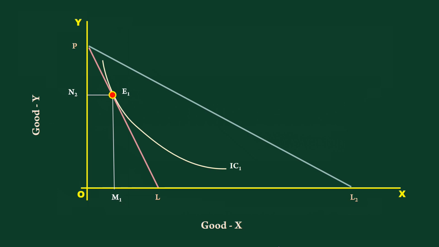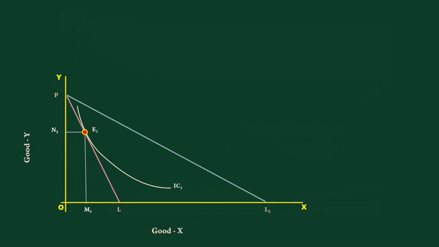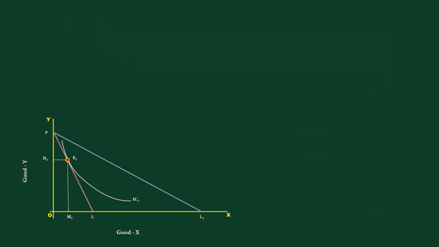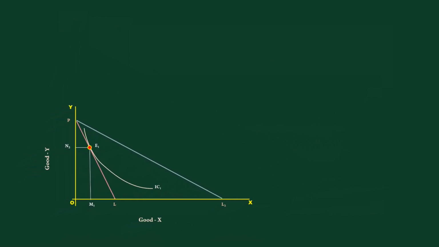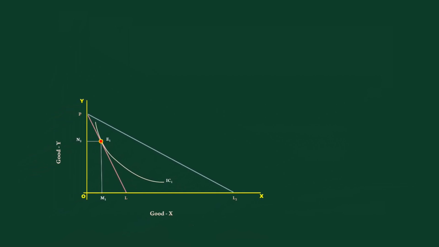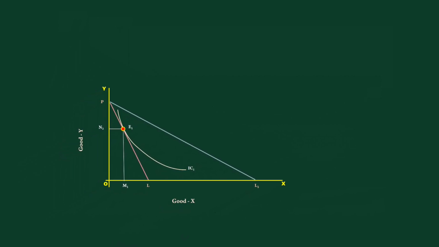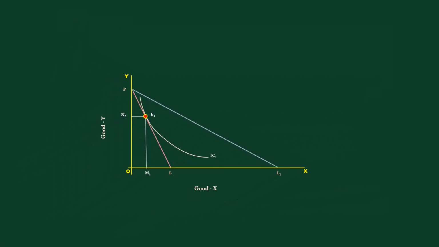You know very well, a change in price brings out a change in the slope of the price line. After a fall in the price of good X, the consumer will buy more of good X because of two reasons. One, good X becomes relatively cheap. Two, the real income of the consumer goes up.